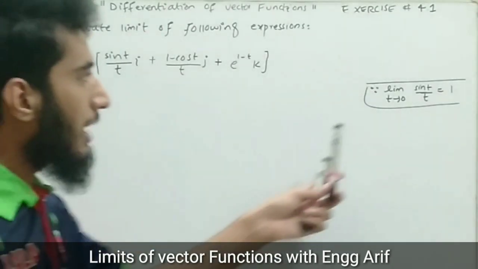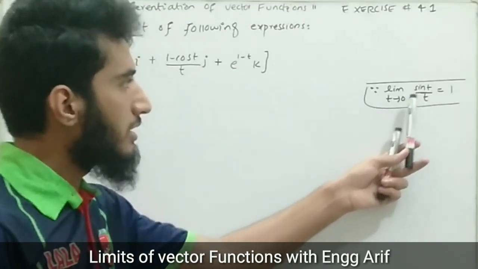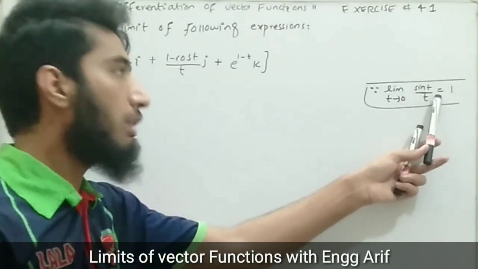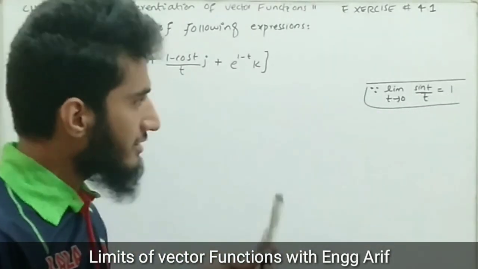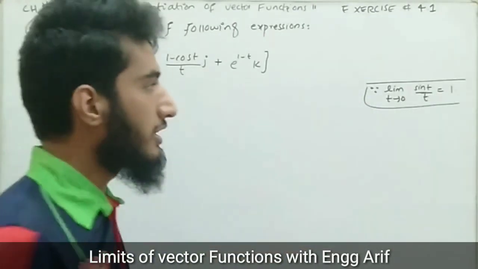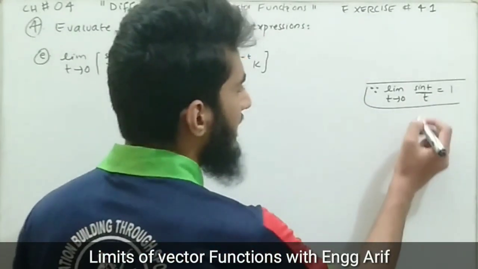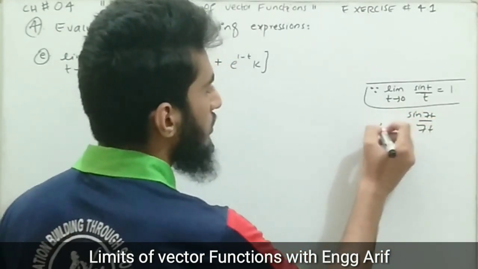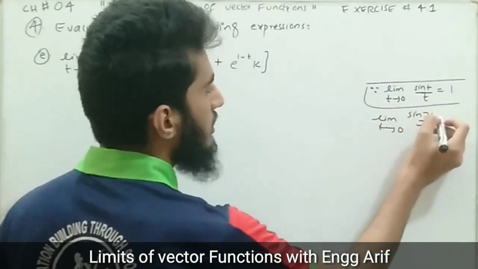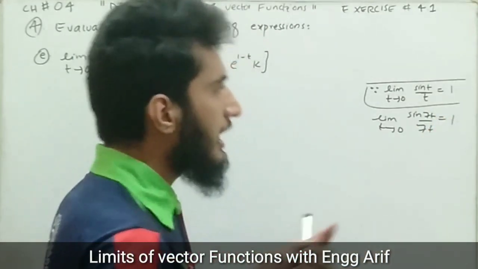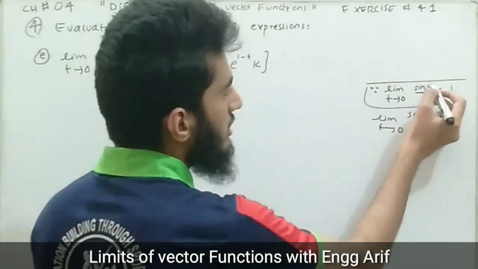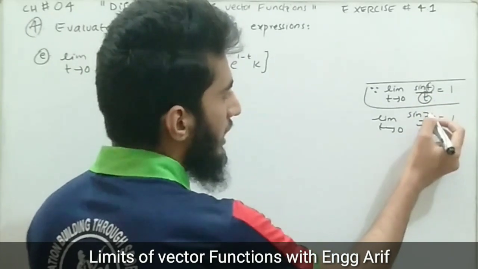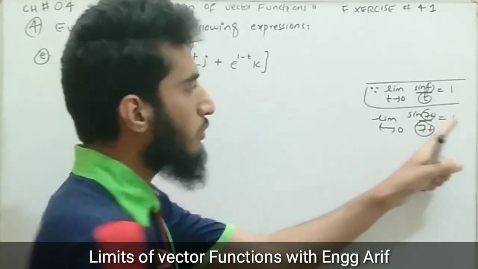Now remember we have the property that when limit t approaches 0, the value of sin t divided by t will always be equal to 1. It is not necessary that the variable will always be t. It can be anything. Let's suppose I take sin 70 divided by 70, and t approaches 0 over here. So the result will always be equal to 1. The necessary condition over here is that these two values must be the same. Over here we have 70 and 70, so the result will be 1.